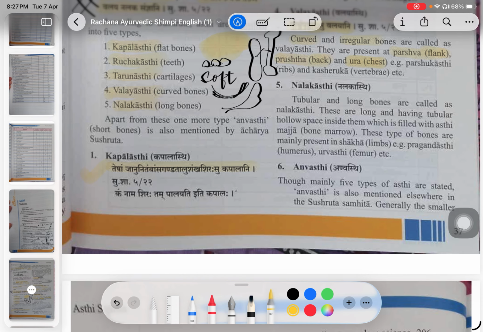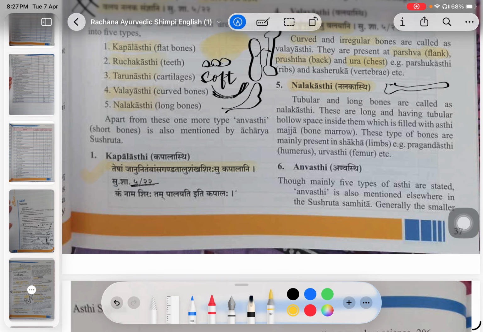Then we have Nalakasthi. So according to Sushruta, we have Nalakasthi as the last one. All the bones having a hollow channel. The shlok is not included over here, but if you want to write the full shlok, you can refer to Sushruta Sharir 5 and then complete the shlok of the Nalakasthi as well.